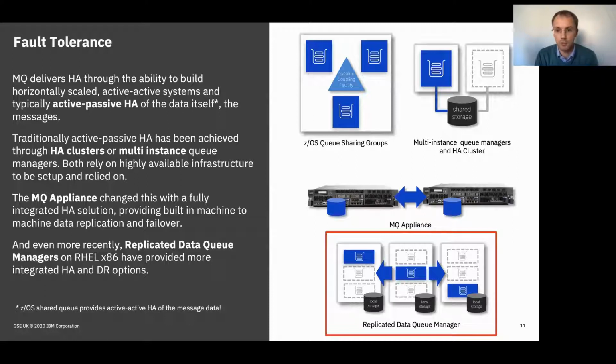This means that you can have an active instance of your queue manager running that has exclusive locks on that shared storage. And if that active instance fails and releases the locks on the storage subsystem, then the passive instance can acquire that lock, restart, and take over the service for you.